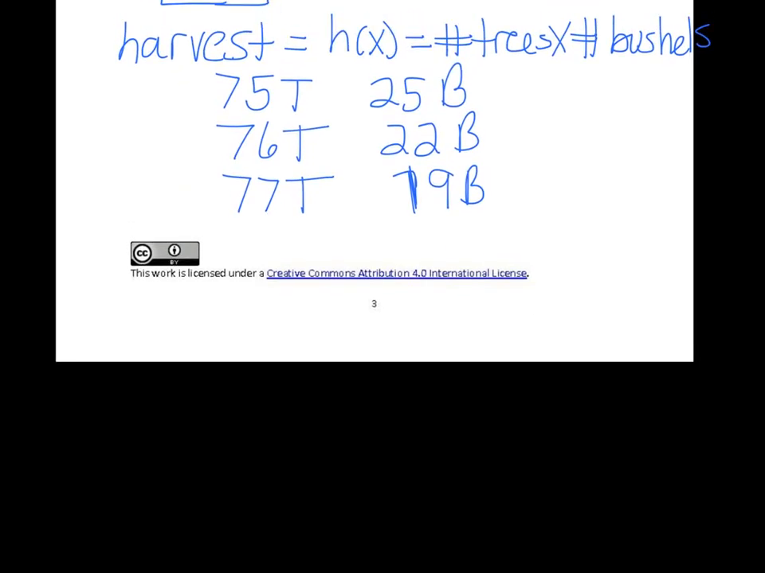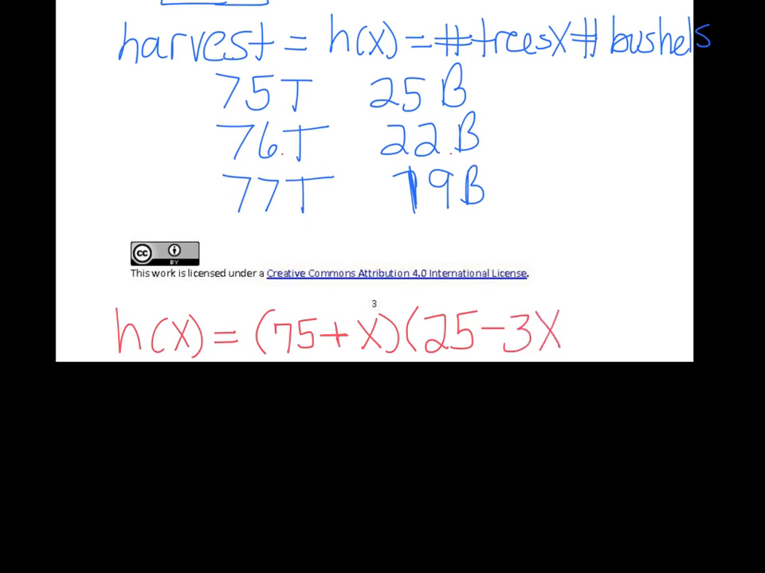So h of x is going to be the number of trees. Well, it's going to be 75 plus however many more we plant. We'll just call it x. So if we plant one more at 76, we only have 22 bushels. So the number of bushels, we start off with 25, but every time we plant an additional tree, we lose 3 bushels. So that's going to be minus 3x.